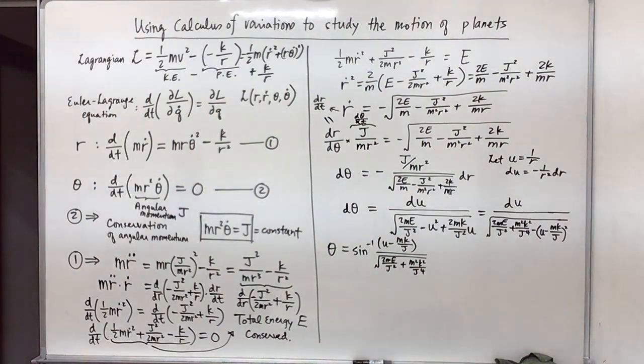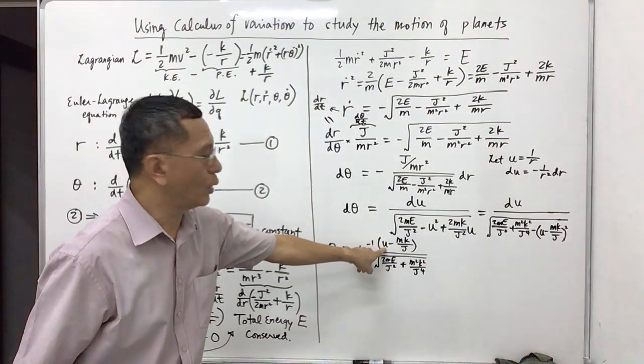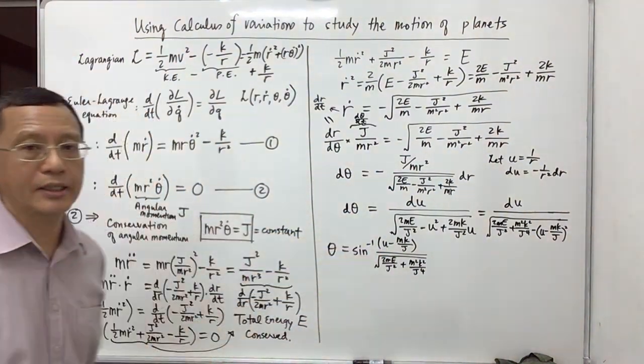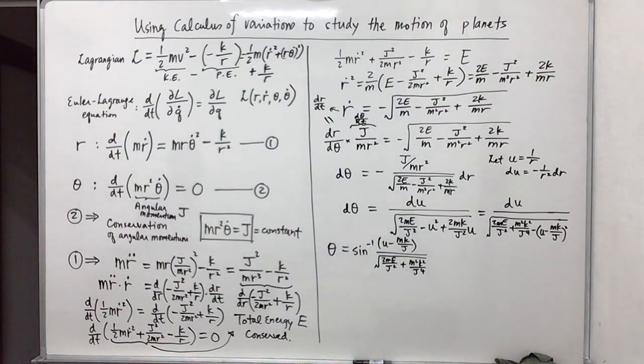Okay, now just one last thing to do, which is to change u to 1 over r. We will be able to get our relationship between r and theta. Okay, now it takes quite some algebra in terms of the manipulation, right? So I'm just gonna write down the final answer. You can do the algebraic manipulation.